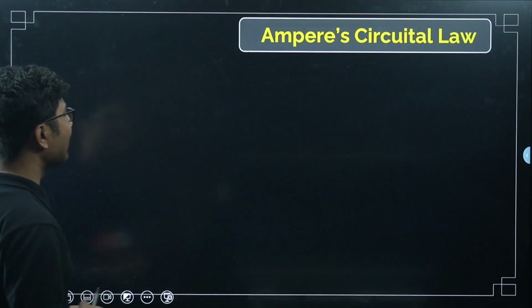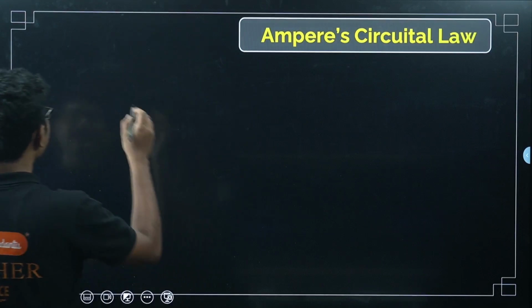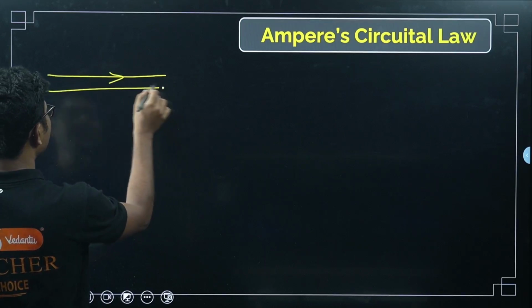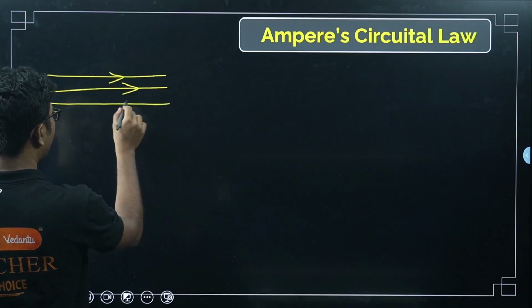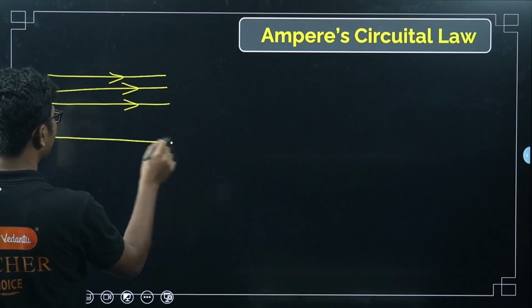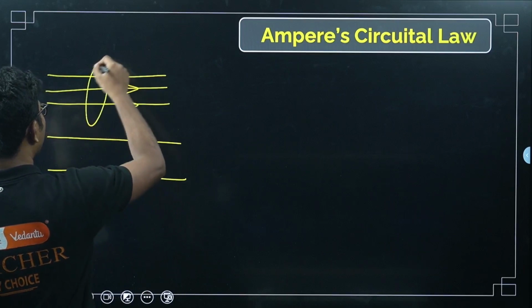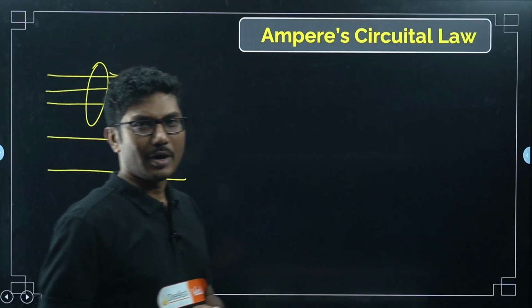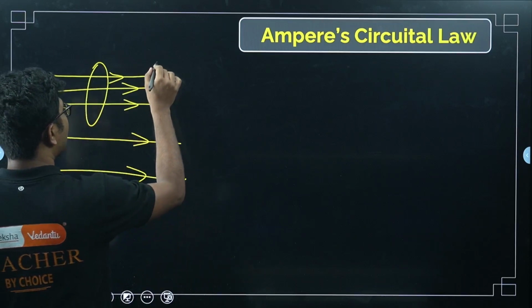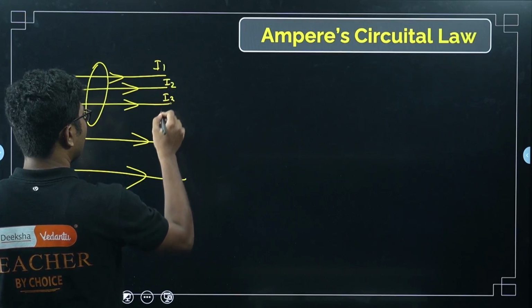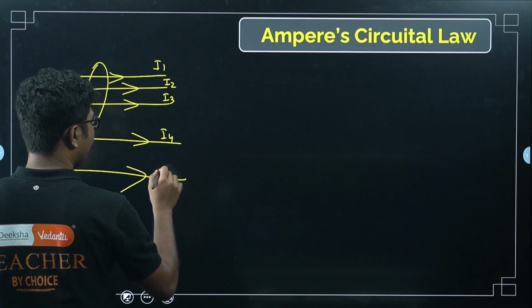Now let's start with Ampere's circuital law. Let's say we have a current passing in a region of space, some wires, not only one wire, there are multiple wires carrying current, and I want to find the magnetic field around these wires. Suppose the currents are I1, I2, I3, I4, I5.